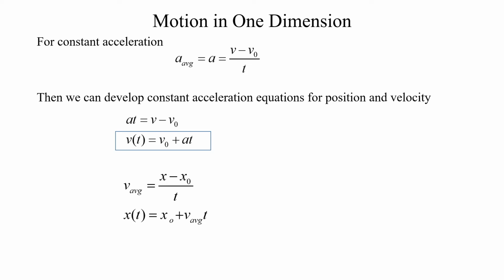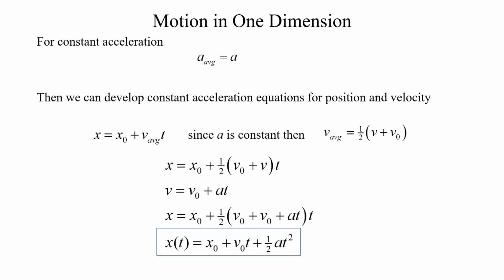All right, now for my average velocity equals x minus x naught over t. Multiply both sides by t. I get x as a function of time equals x naught plus v average t. Now that always works even when you have an acceleration. So that equation, x equals x naught plus v average t, will always work even if we have an acceleration. But we have to be careful that we use average velocity.